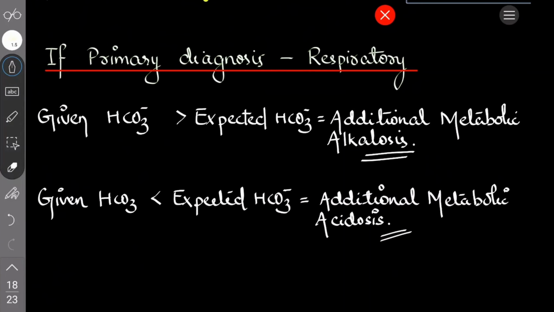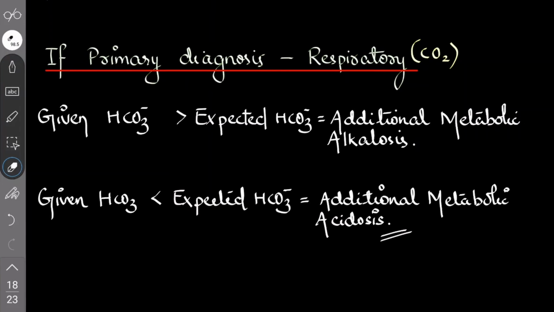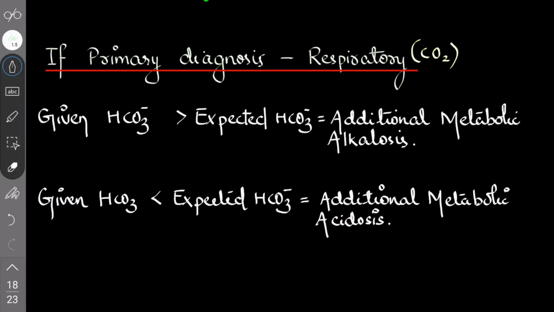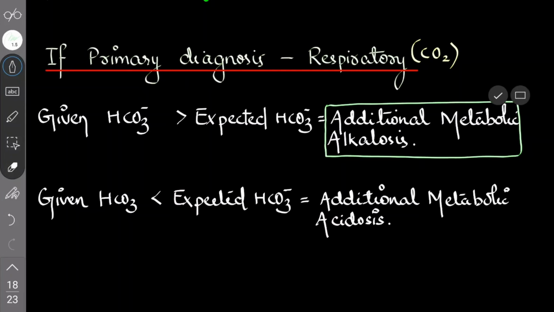Next, if the primary diagnosis is respiratory, we're dealing with carbon dioxide, so you check the given bicarbonate. If the given bicarbonate is more than the expected one, which means more of an alkalotic component is occurring there, metabolic alkalosis is additionally seen there.